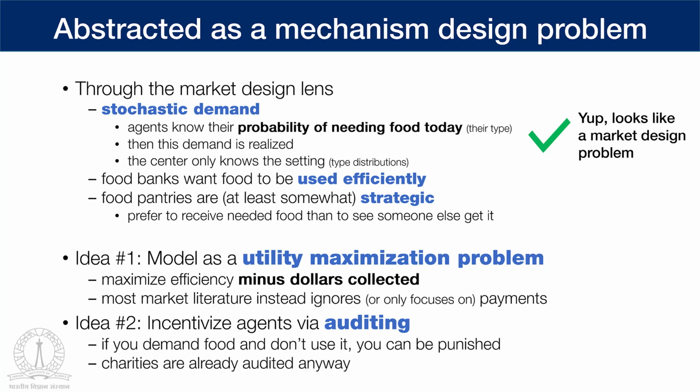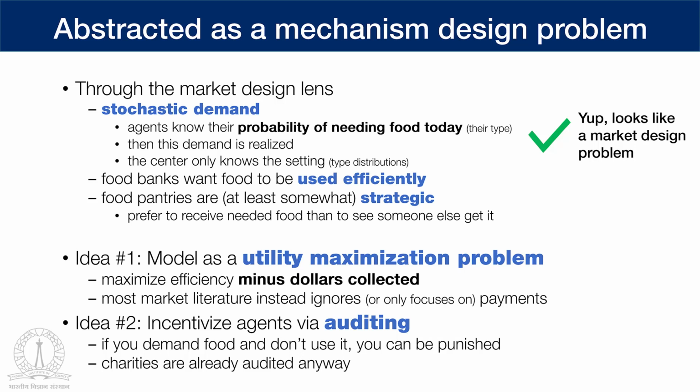And the food bank, which is the center, wants the food to be used as efficiently as possible. They want the food to end up getting consumed by somebody. The food pantries are, at least to some extent, strategic. All things being equal, they would rather receive needed food themselves than see somebody else get it. So they don't have quite the same degree of benevolence that the food bank does.